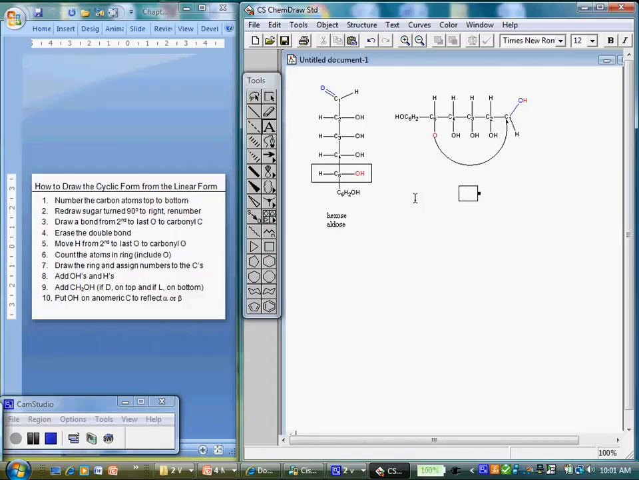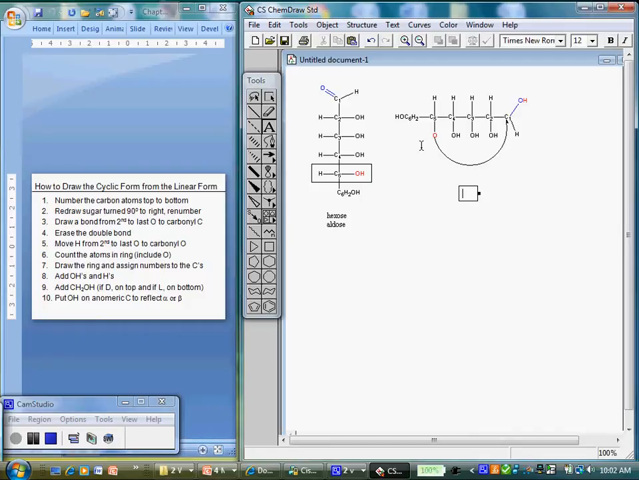Step 6 says count the atoms in the ring. Notice that we have formed a ring here between this oxygen and these carbons. So that's a ring now that we've connected the two ends. Notice also that this group is left out of the ring. So if I count, I'm going to start with my oxygen. That's atom 1, atom 2, 3, 4, 5, 6. So I have a 6-membered ring that includes 1 oxygen and 5 of the carbons.